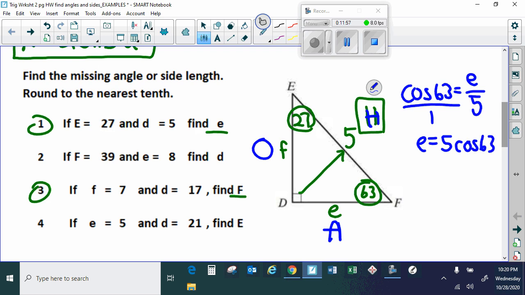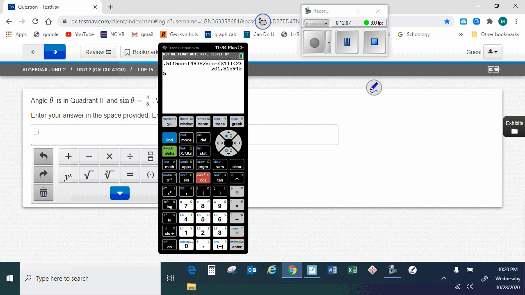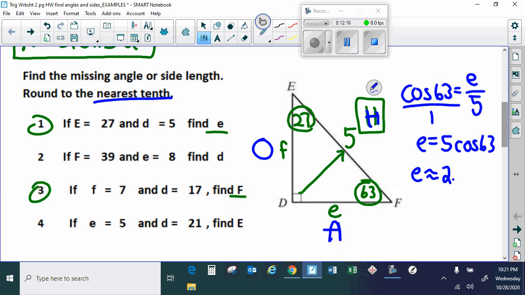That's the exact answer, but notice it doesn't want the exact answer, it wants the nearest tenth. So E is approximately equal to, now just plug that in the calculator, 5 cosine 63. Enter. 2.3, rounded to the nearest tenth. That makes sense because it's a decent amount less than 5. This is 27 degrees. Remember, this is 90 degrees, which is a lot bigger than 27 degrees. So there's how you do that one.